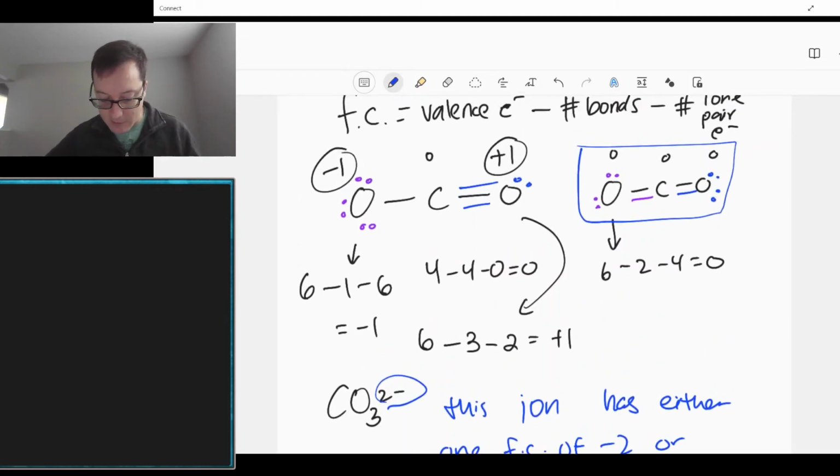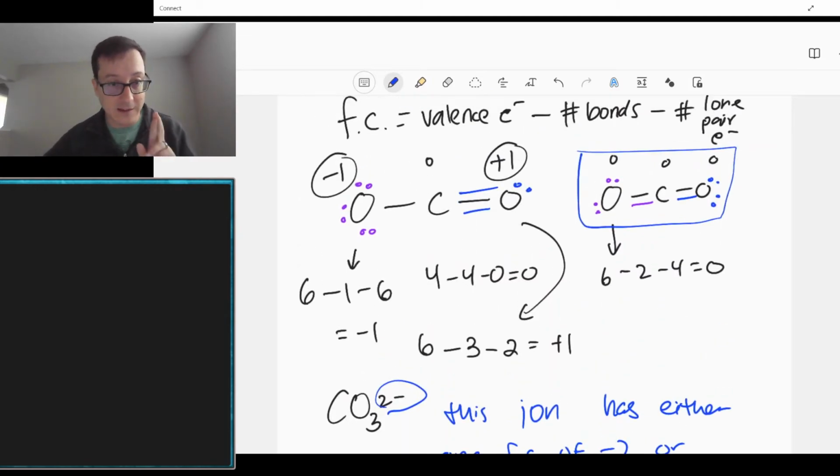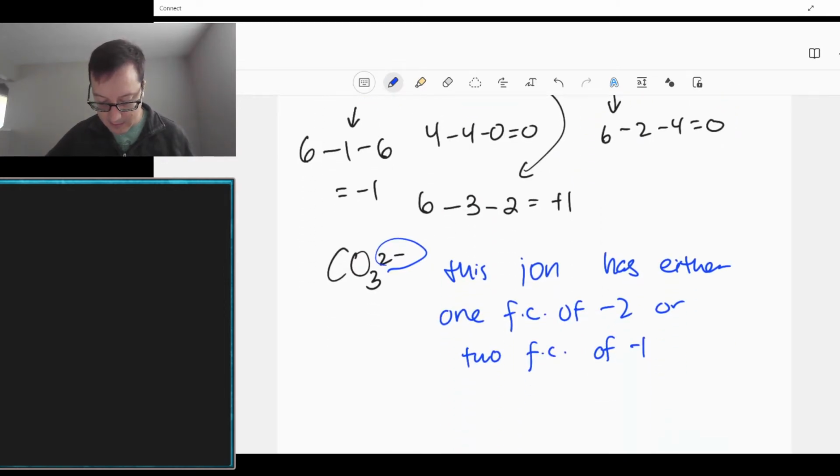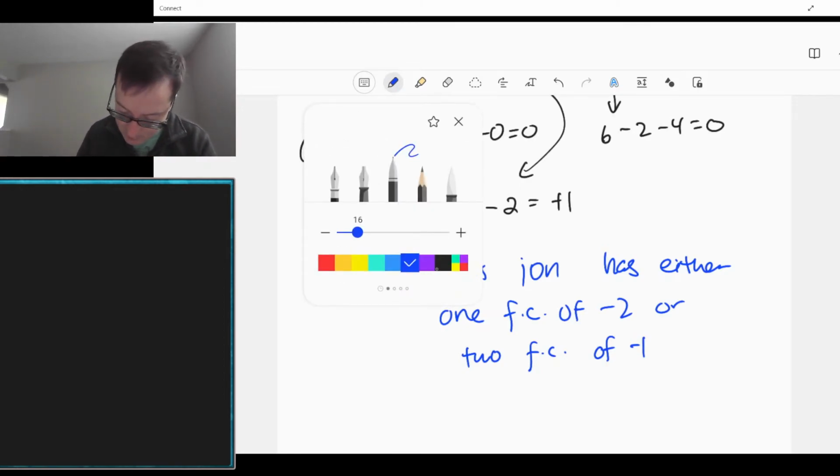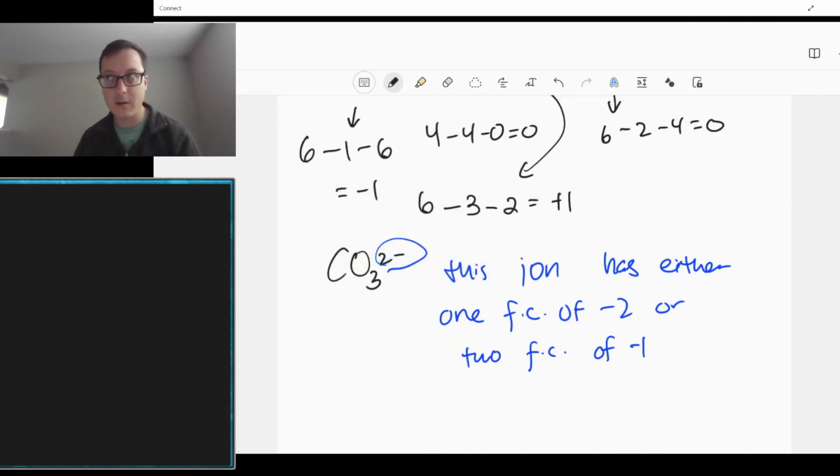We saw that with this one, we had negative and positive cancel each other out. Not a problem. But we see that the carbonate ion here has a total of -2 in its formal charge. So that can either be on one atom or two atoms. Formal charges are always integers, so you can't have... well, I say that, but I'm going to contradict that as soon as I'm done with the Lewis structure.